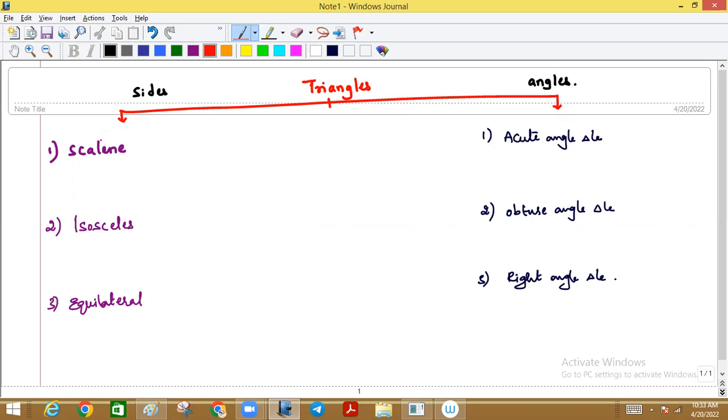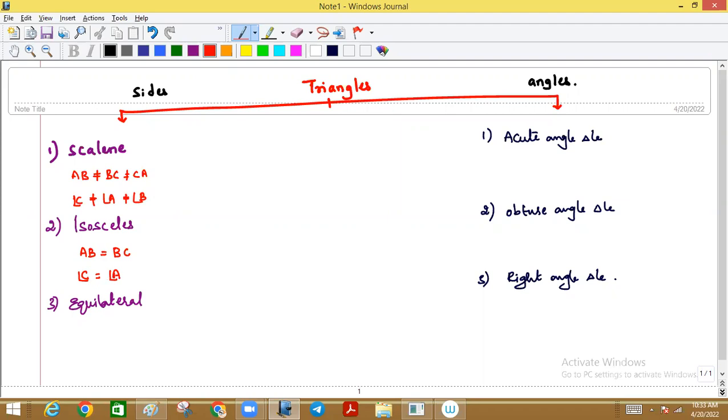What do you mean by scalene? In scalene, all the sides of the triangle are different. You can say AB is not equal to BC is not equal to CA. If I take AB, it is a side. Angle opposite to AB is angle C, not equal to angle A. Angle opposite to CA is angle B. They are not equal. Isosceles means any two sides are equal, that you can say AB is equal to what? BC. Then their opposite angles are also equal. Angle C is equal to what? Angle A.